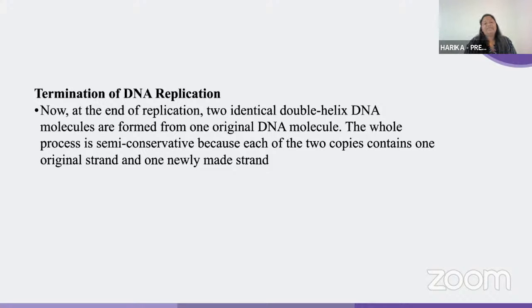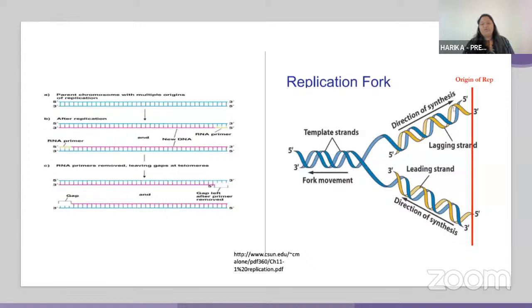Now comes the final step, termination. In termination, two identical double helix DNA molecules are formed from the original DNA molecule. This whole process is semi-conservative, because each of the two copies contains one original and one newly made strand. I'll repeat this answer because it is very important. Replication always starts with the origin of replication. Here is your double helix DNA strand, which runs from 5 dash to 3 dash and 3 dash to 5 dash.